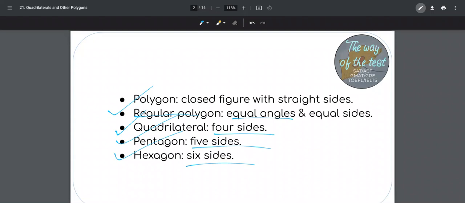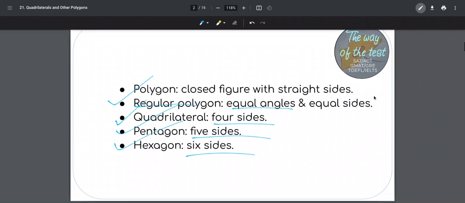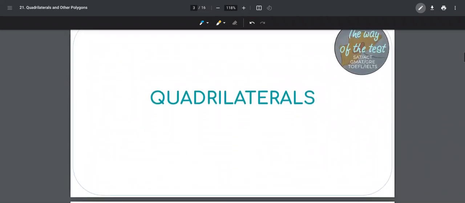Pause the video, copy these. These are just definitions. We're going to move on. We're going to start seeing quadrilaterals.